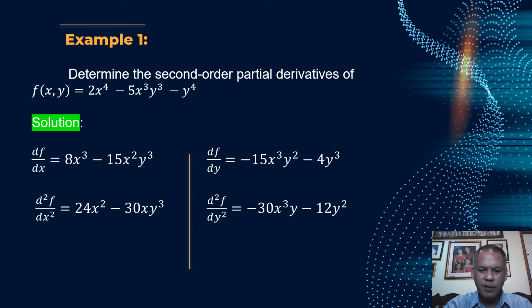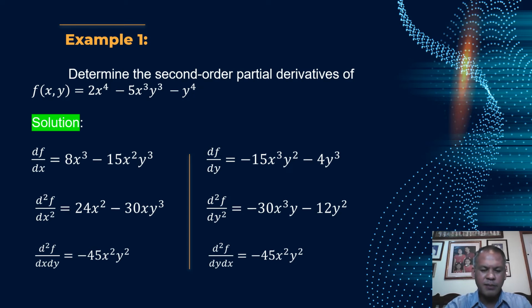So for the derivative of negative 15x cubed y squared, considering x cubed as a constant, we can have negative 30x cubed y. And the derivative of negative 4y cubed with respect to y will become negative 12y squared. And therefore, the second derivative of the function with respect to y is negative 30x cubed y minus 12y squared.